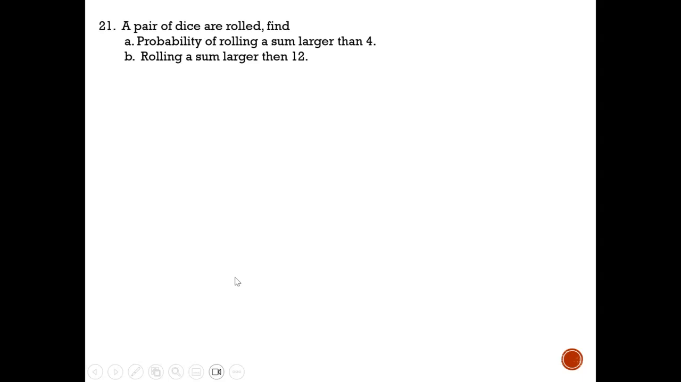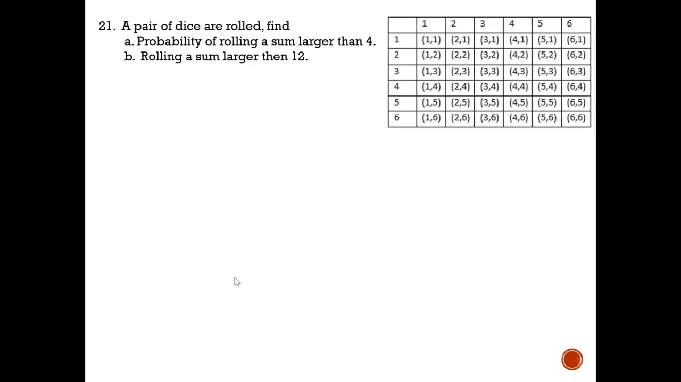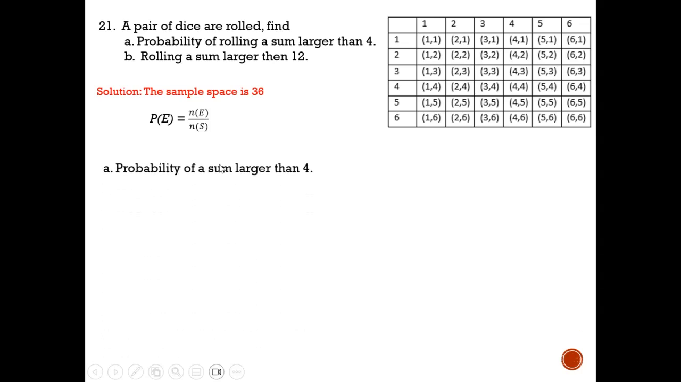Number 21. It says a pair of dice are rolled. Find the probability of rolling a sum larger than 4. Okay, so solution. These are all the possible outcomes when you toss two dice. The sample space is 36. Why 36? Because there's 6 outcomes for the first die and 6 for the second, so 6 times 6 is 36. Now the probability is the number of outcomes in the event over the number in the sample space. So it's going to give us something over 36.